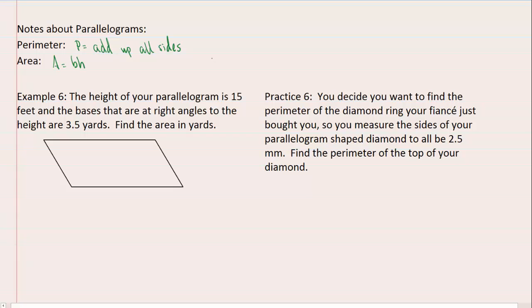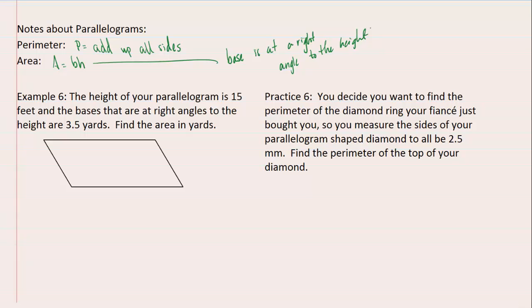Since we have base and height, once again, we should know the relationship. And remember that the base is at a right angle to the height. Now, if there is not a base or height, you may need to label one in your drawing or make a drawing that has one labeled.